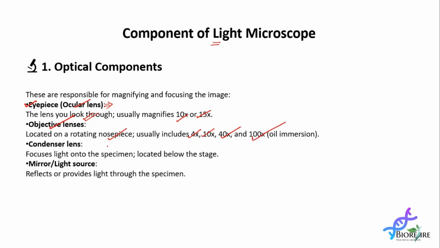The objective lens is located on the rotating nosepiece, usually including 4x, 10x, 40x, and 100x for oil immersion. The condenser lens focuses the light onto the specimen. The mirror and light source reflect or produce the light through the specimen. These are the optical components of your light microscope.